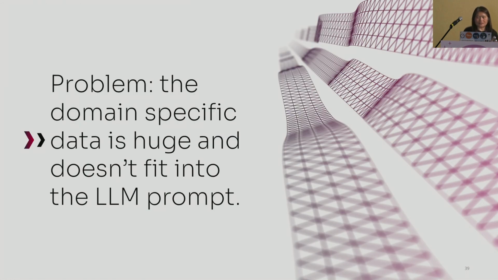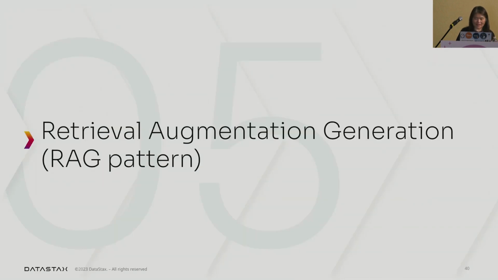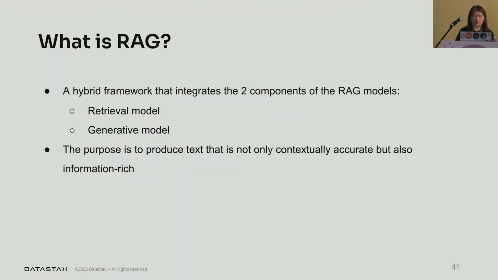So to summarize, the problem is that the domain-specific data is really huge. You can be training an LLM, or let's say the LLM is taken from 2022. Then what happened between 2023 and now? You get that whole chunk of data not in the LLM, so how do you handle it? This is when the RAG pattern, the retrieval augmented generation pattern, can become useful.